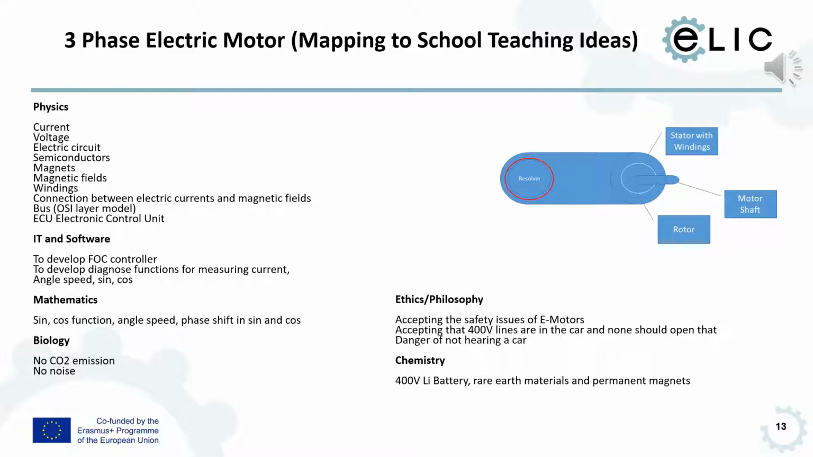Thus, you teach the students in school about the OSI layer model, which is the basic model for communication, and which is also used for the CAN communication, or bus communication, within vehicles, for instance between the battery management system and the e-motor control unit, or between both and the vehicle.